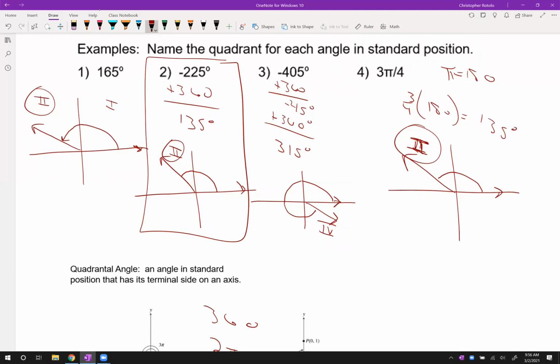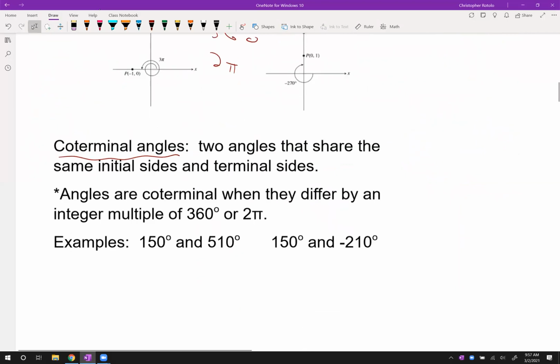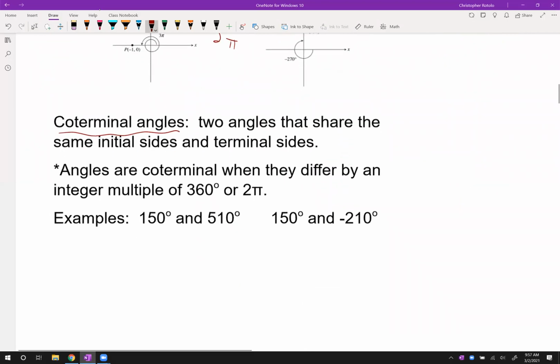Okay, so negative 225 and positive 135 are coterminal. Why? Because they have the same initial sides and the same terminal sides. So that's how we're going to deal with them. Angles are coterminal when they differ by an integer multiple of 360 or 2 pi.